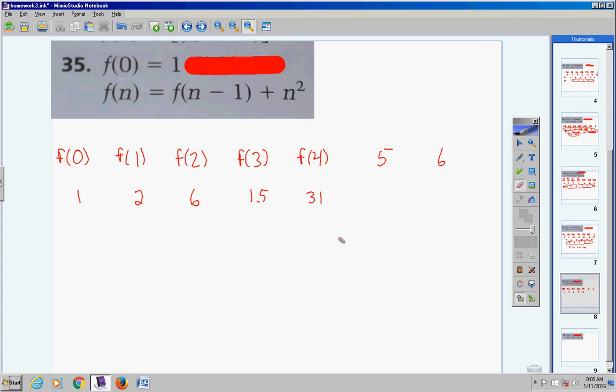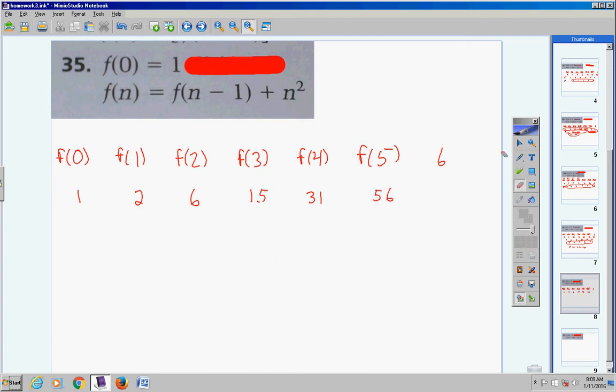Now let's evaluate f of 5. Put a 5 in for n. 5 minus 1 is 4. F of 4 is 31. Put a 5 in for n. 5 times 5 is 25. Combine those numbers and we will get 56.